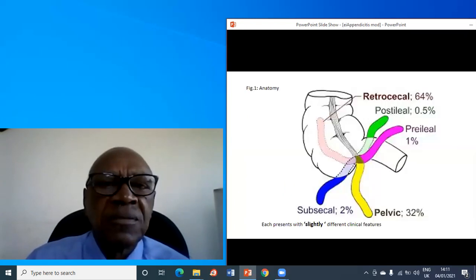Anatomy. The commonest is the retrocecal appendix. Otherwise, it has different positions: pelvic, subcecal, pre-ileal, and post-ileal, in that order.